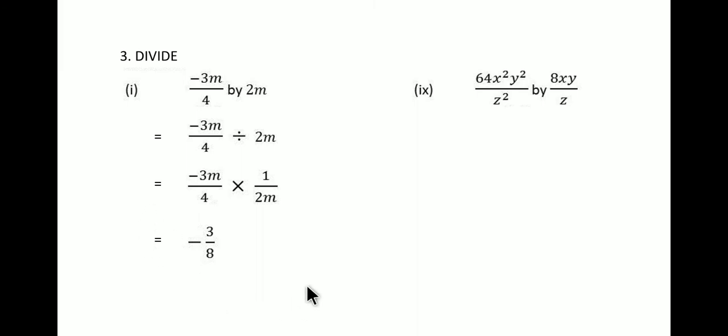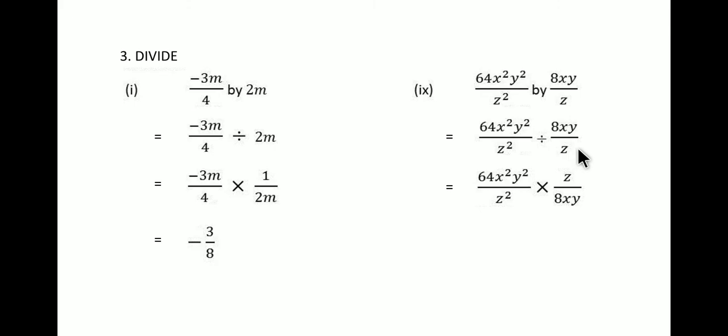Question number 9 of the same question number 3 is 64x squared y squared by z squared has to be divided by 8xy by z. So write them in the proper mathematical order. Now this division sign gets converted into a multiplication sign, and thus the fraction at the back gets reciprocated. So 8xy by z becomes z by 8xy. So over here, look properly, 8 can cancel 64 8 times. 8 times 8 is 64. x squared and x cancel, 1 x is left out, y squared and y cancel, and 1 y is left out, and z squared being the higher power is in the denominator. So z left out will be in the denominator. So 8xy by z becomes your answer.